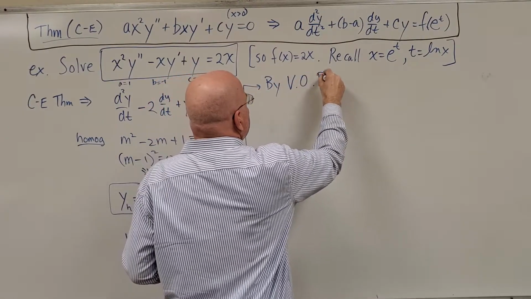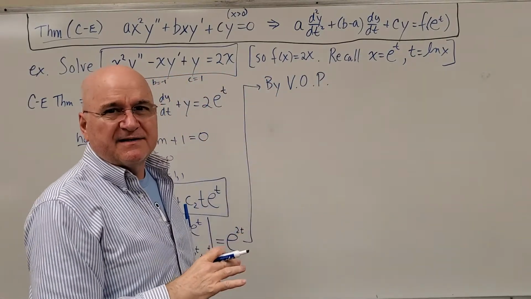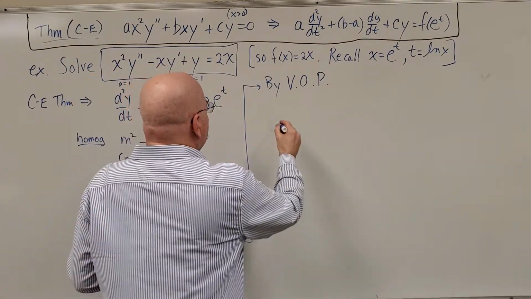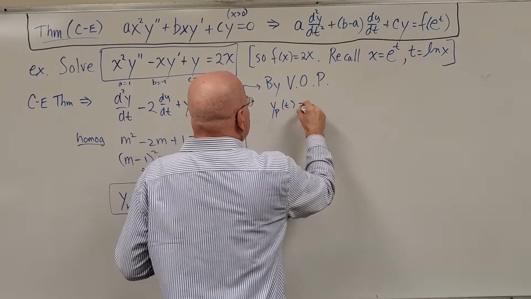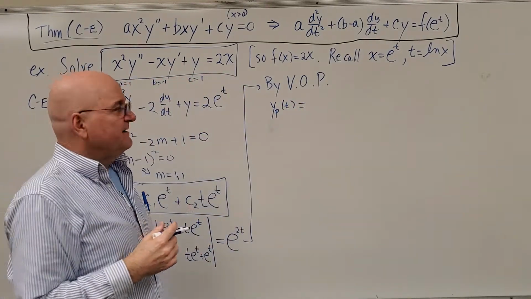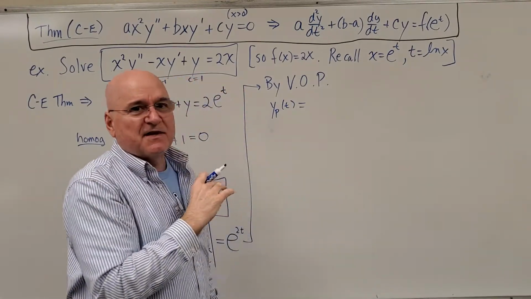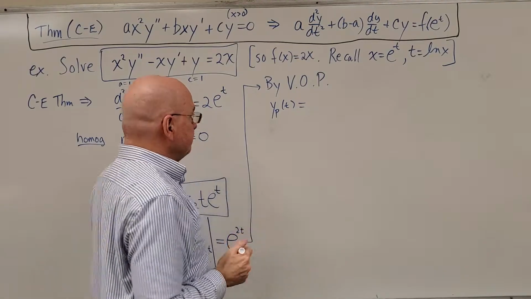By variation of parameters, and I'm not going to write the generic formula down, I'm going to dive right into it. So you can go back and look in your notes if you need to. Our particular solution, I'm going to put of t to remind myself, although I'm going to have t's on this right-hand side, that this is not our final answer. We need eventually to get a y particular of x.